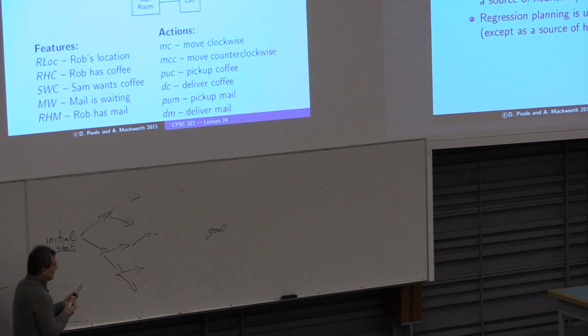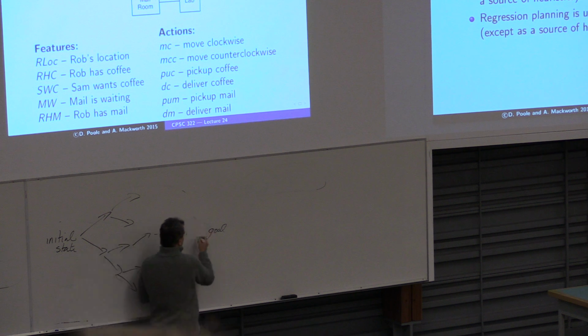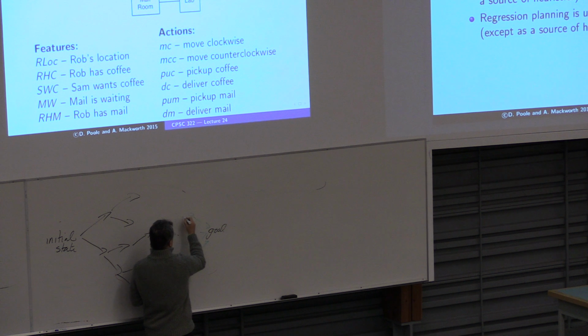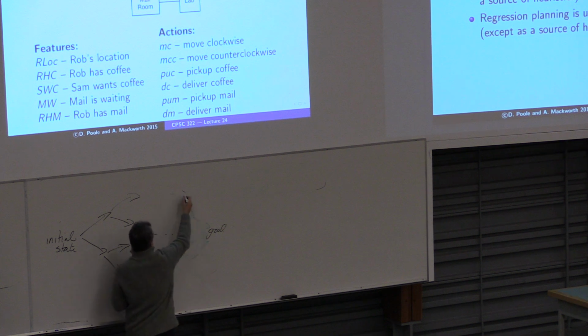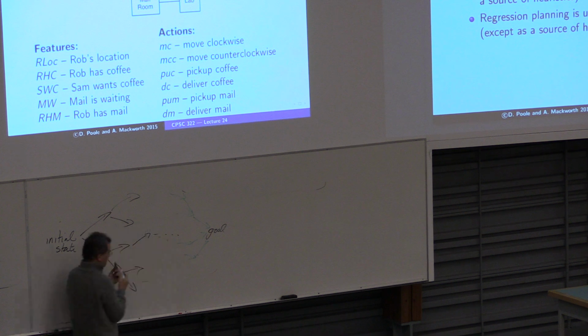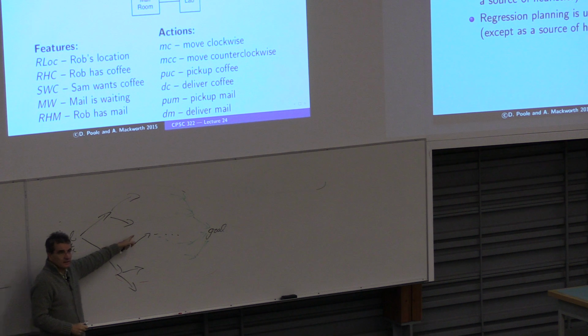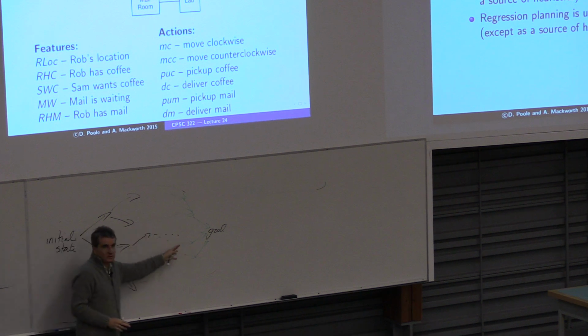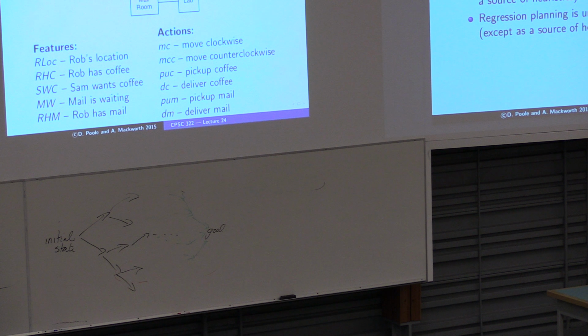The regression planner starts from the goal and effectively searches all these paths into the goal, until somehow through here it stumbles across the initial state. Okay, so one searches forward from here, one searches backwards from here.